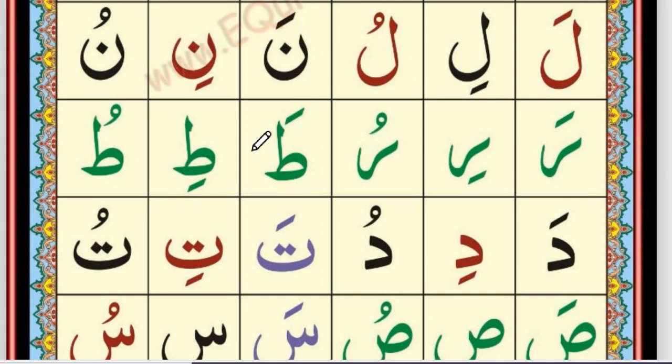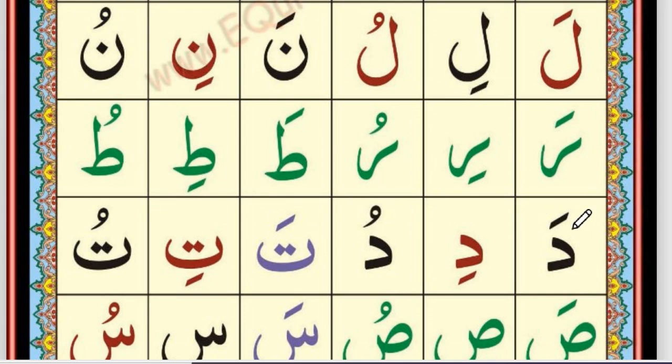Ta, zabar, ta. Ta, zair, ti. Ta, pesh, tu. Not ta, zabar, ta. Ta, zair, ti. Not in a thin voice. It's in a thick voice. Ta, zabar, ta, with a full mouth. Ta, zair, ti. Ta, pesh, tu. Ta, ti, tu.